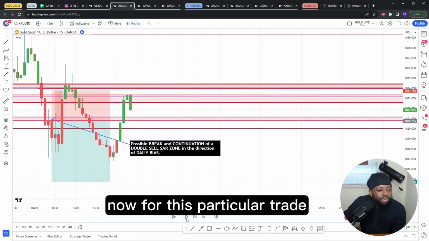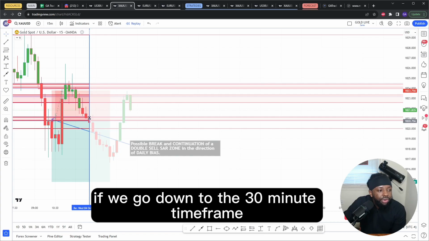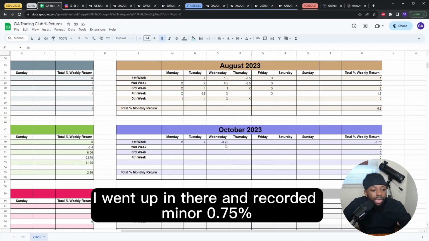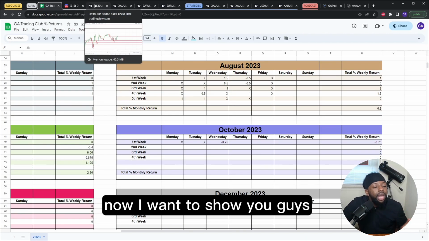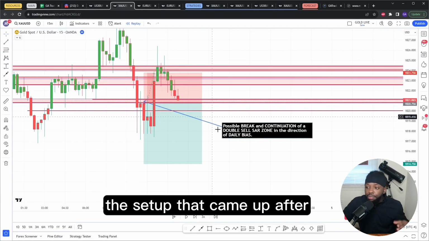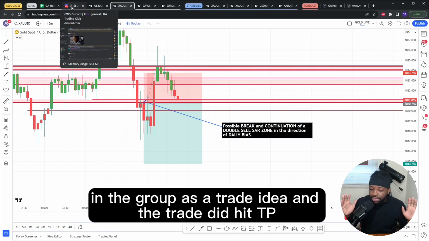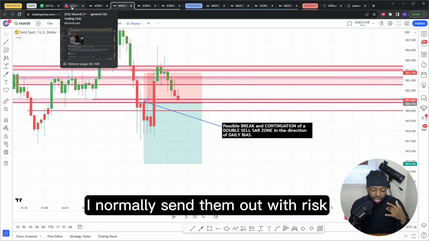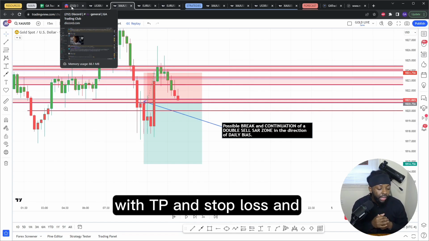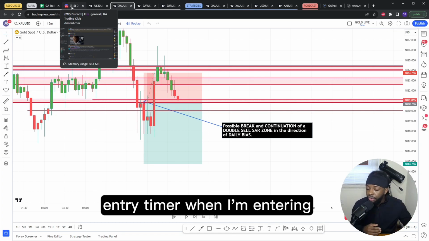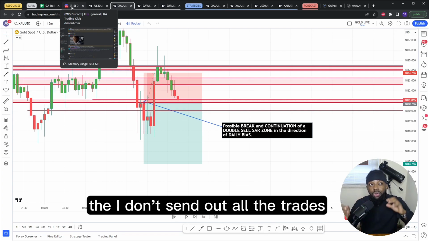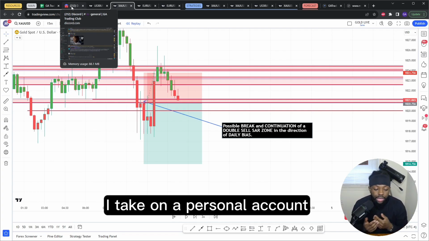Now for this particular trade, if we go down to the 30-minute time frame, we've already seen the trade, and this is the trade I went in there and recorded minus 0.75%. Now I want to show you guys the setup that came up after, and then I did send it in the group as a trade idea, and the trade did hit TP. Unfortunately, I did not send it as an official trade. I normally send those out with risk, TP and stop loss, and the entry time, or when I'm entering. So this is why I normally say sometimes I'll take trades that I don't send out. I don't send out all the trades I take on a personal account, so keep in mind.